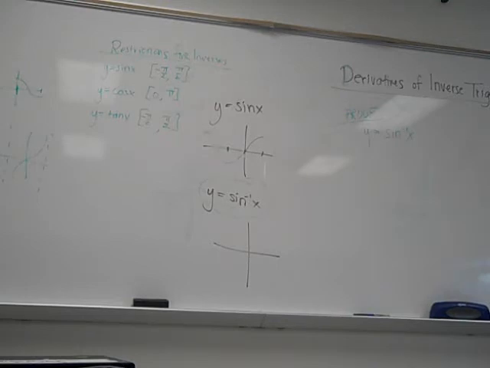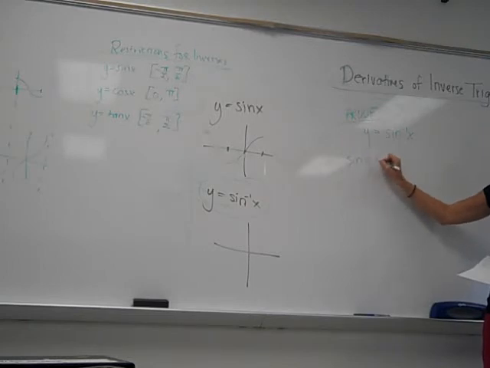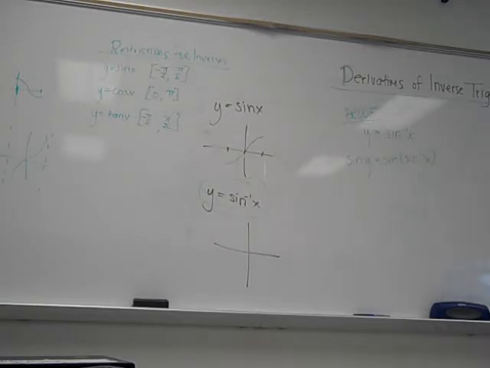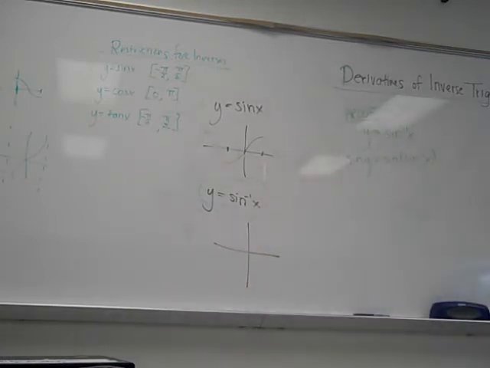Okay. So if y equals the inverse sine of x, I have to refer to my notes. The first thing that we're going to do to be able to prove this is we're going to take the sine of each side, because I don't know how to take the derivative of the inverse sine of x yet. What is the sine of the inverse sine of x? x. Just x.